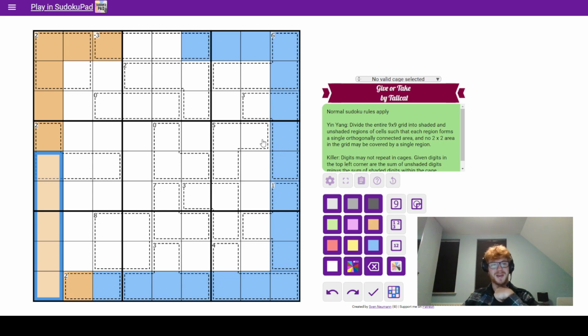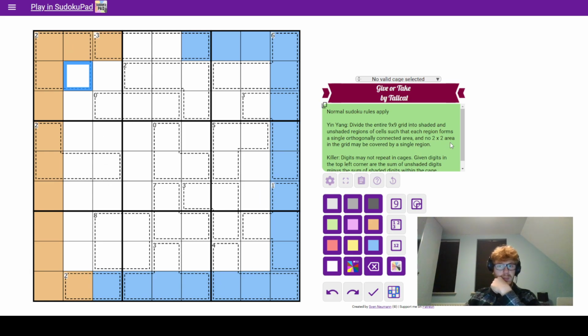Now it's getting a bit harder to know what to look at. I can see this 2 cage might be interesting, because these 3 cells could be 1, 2, 3. That's 6. So this is a minimum of 4, but a minimum of 4 doesn't say much. Wow. Okay, so it's not as restricting as I thought.